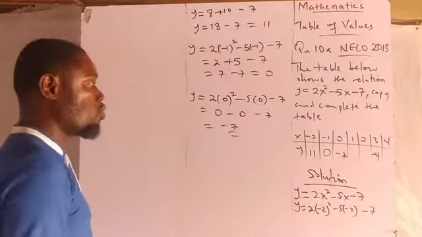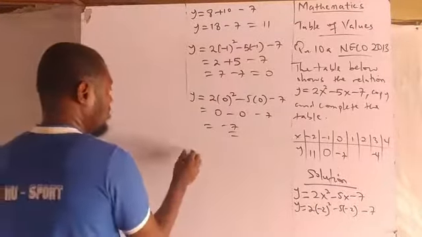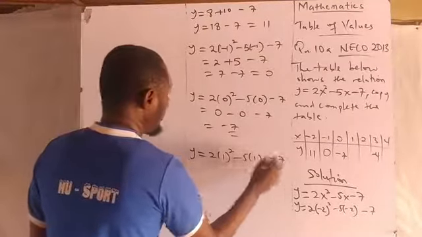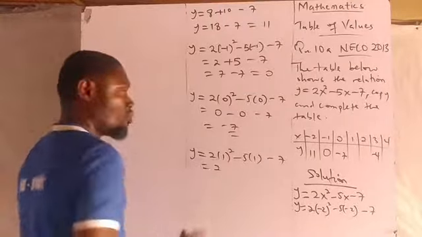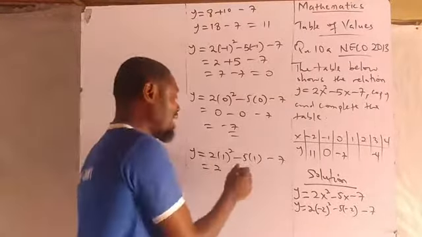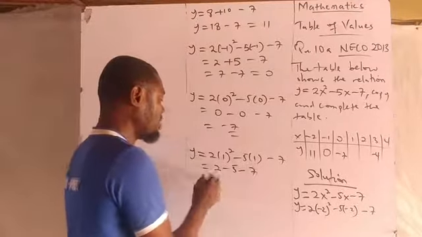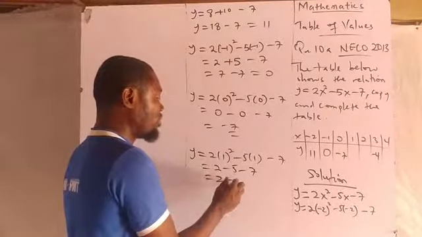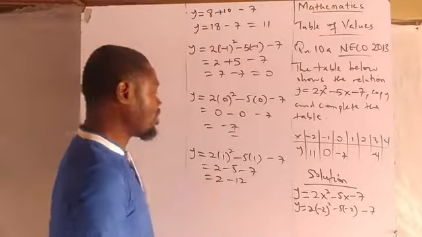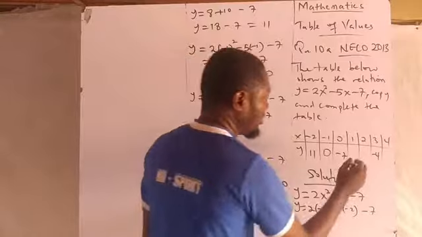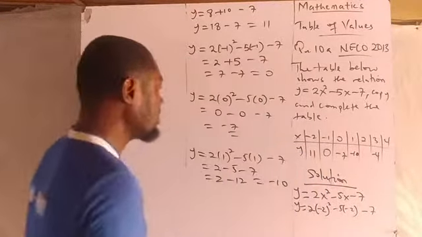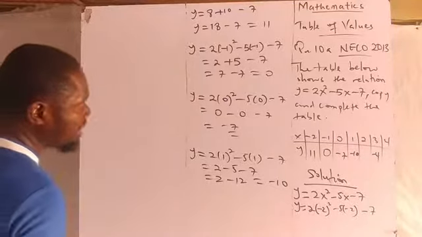Now when x is 1, what is y? y is equal to 2 into 1 squared minus 5 times 1 minus 7. That will be 2. 1 squared is 1 times 1, which is 1. 1 times 2 is still 2. Minus 5 times 1 is minus 5, minus 7. Then you have 2 minus 12. Minus 5 minus 7 is minus 12. Then 2 minus 12 is minus 10. So here is minus 10.